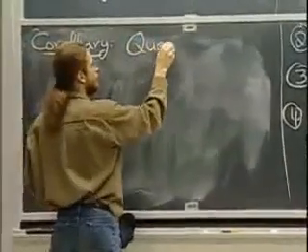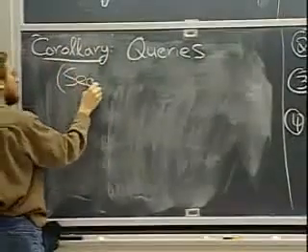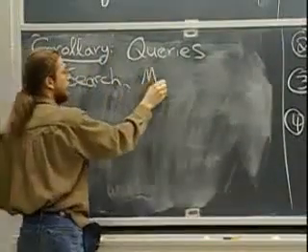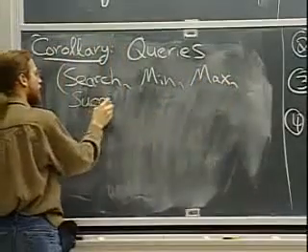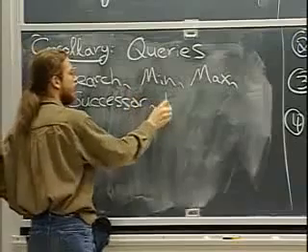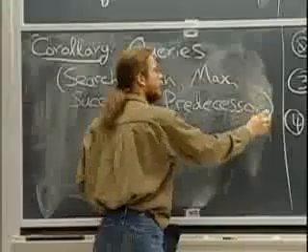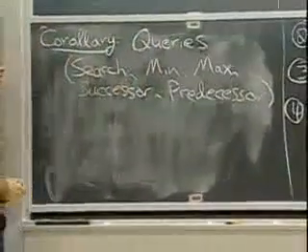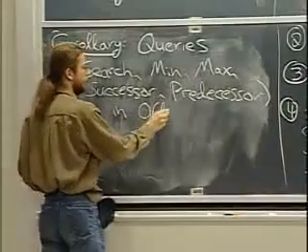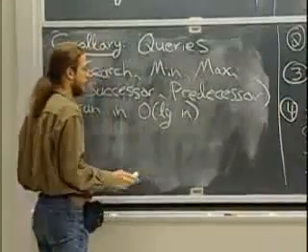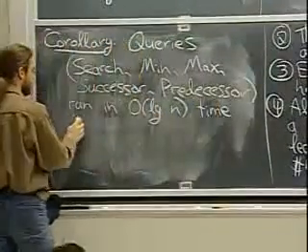queries in a red-black tree. So queries are things like search, find a given key, find the minimum, find the maximum, find the successor, find the predecessor. These are all queries that we know how to support in a binary search tree, and we know how to do them in order height time. And the height here is log n, so we know that all of these operations take order log n in a red-black tree.